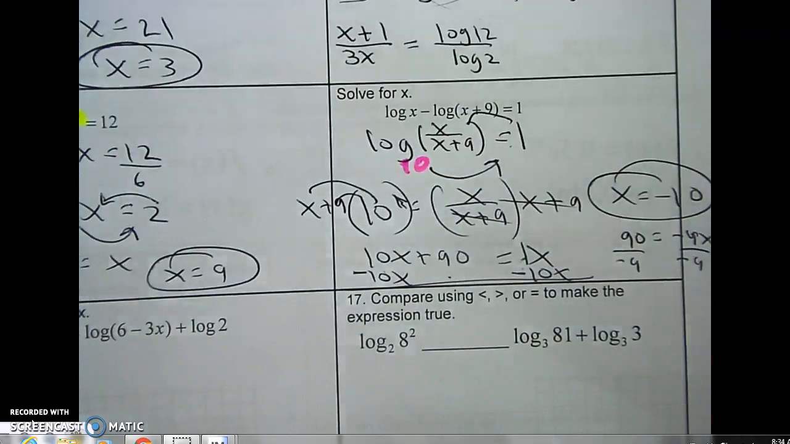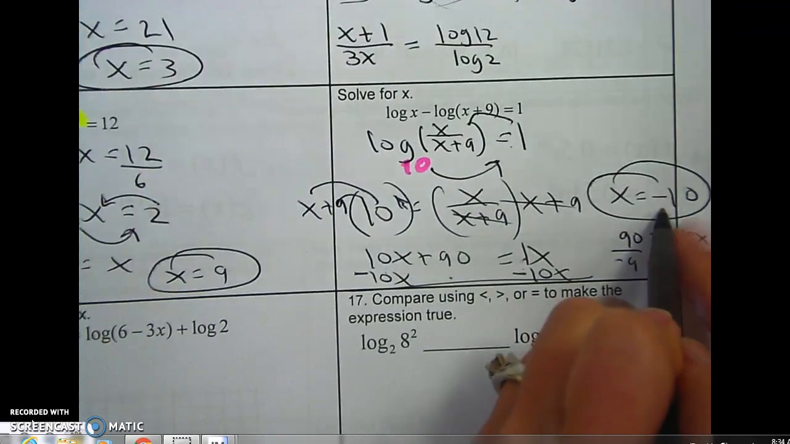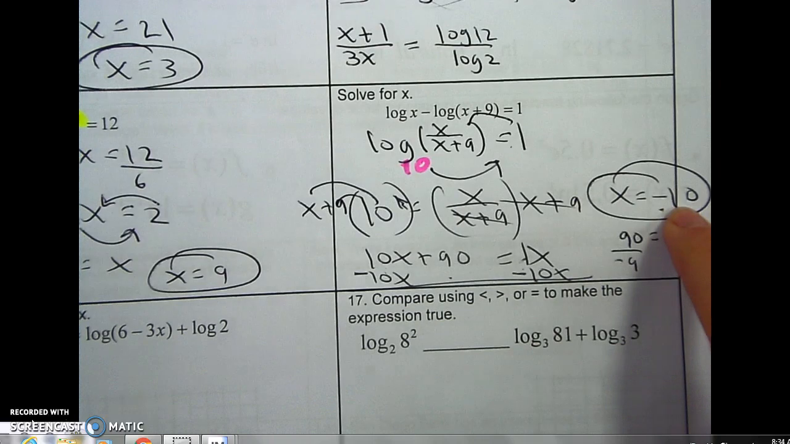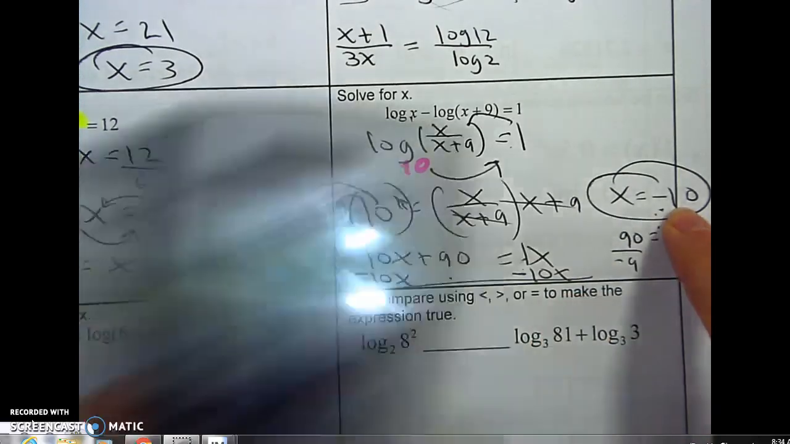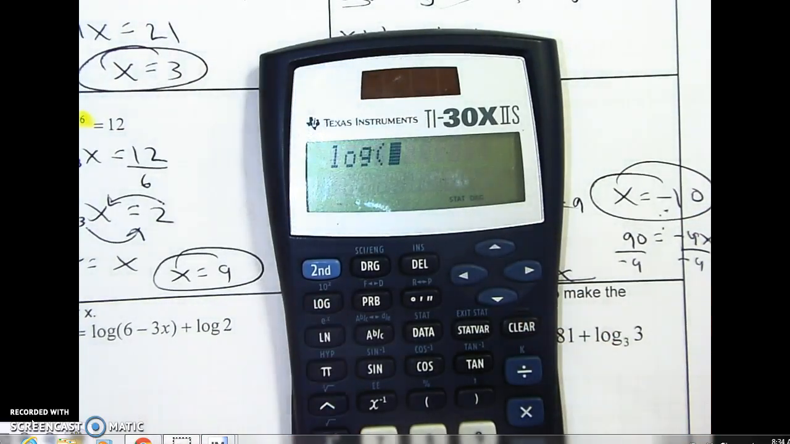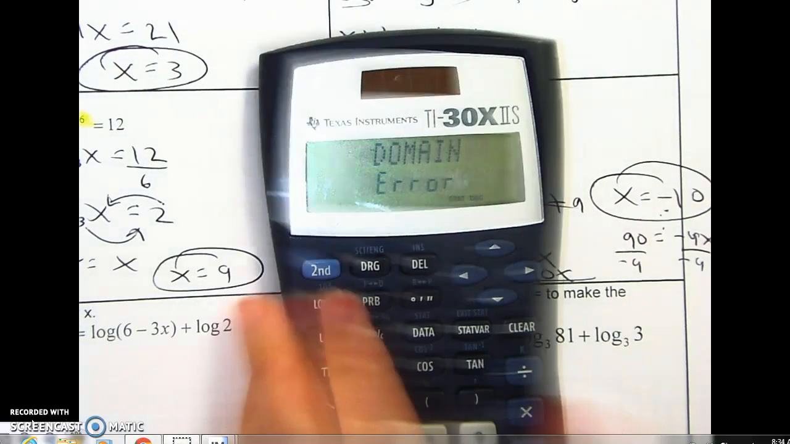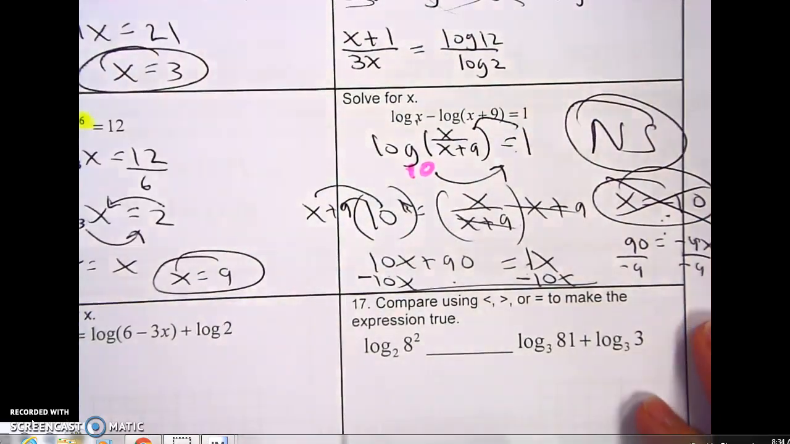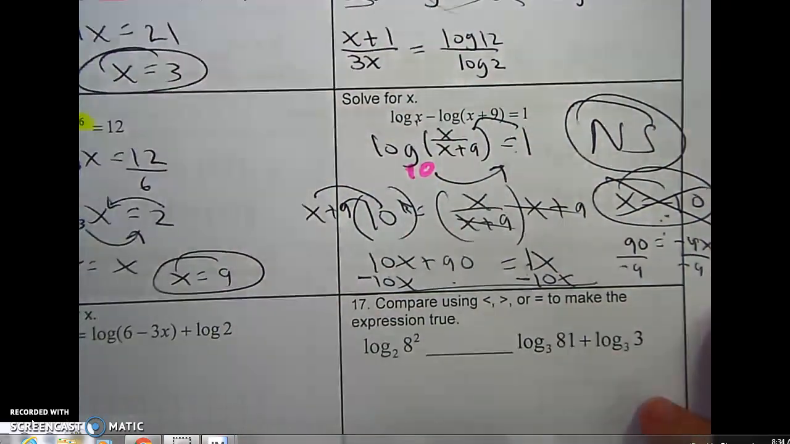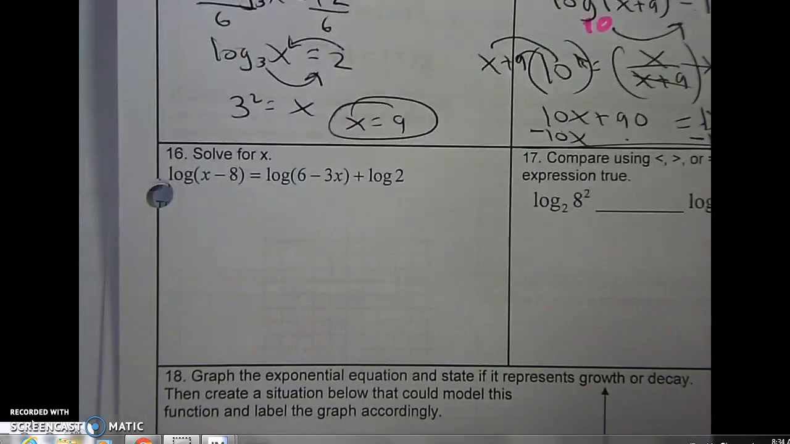Now, I have to be careful because I got a negative answer, and that's usually when there are limitations. If I took the log of negative 10 in my calculator, which I'll show you right now, the log of negative 10, it tells me I can't do it. So there is no solution. So always check your work. Okay. Let's go to the next one.